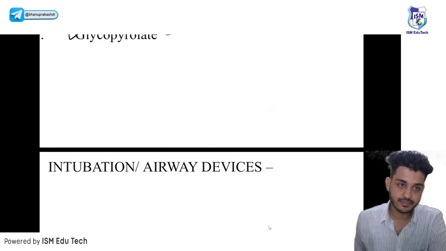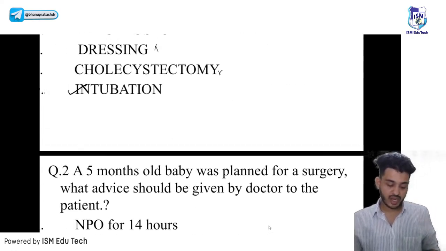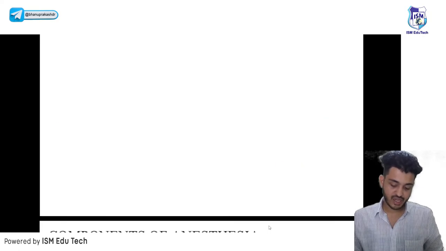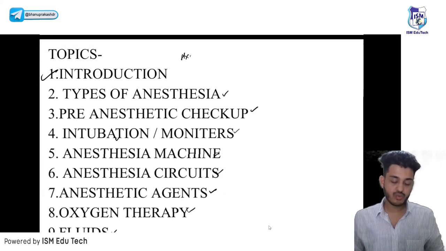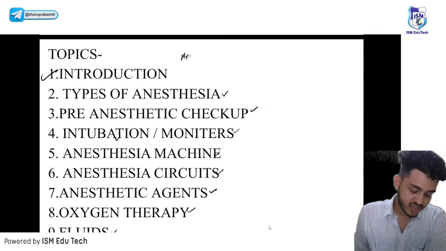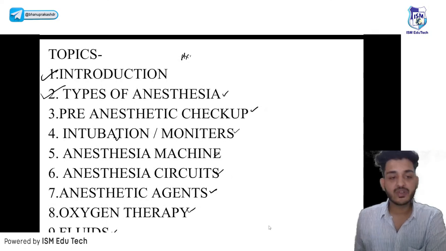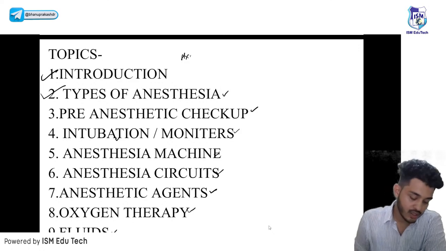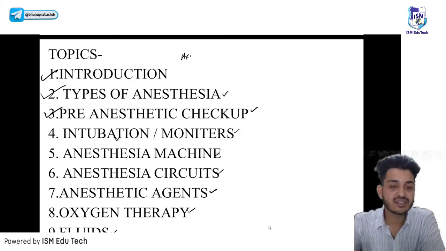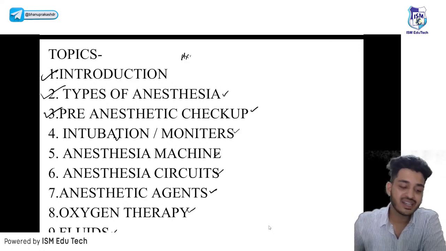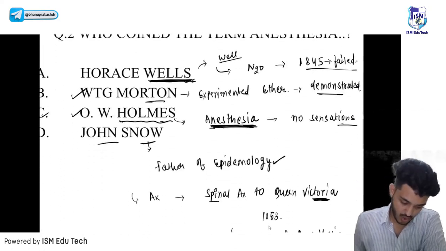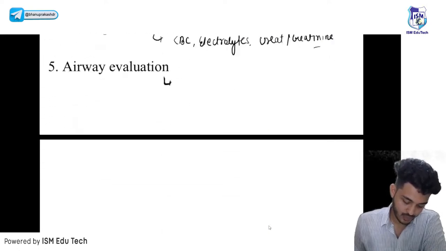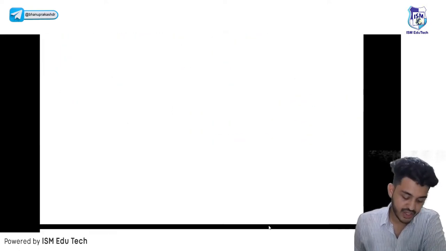Next thing, let us see how far we have come, and we are moving on to the next. First thing, we have done with the introduction part. Second thing, we are done with the types of anesthesia. Now you know the types of anesthesia: general, regional and local. Third thing, we are done with the pre-anesthetic checkup. In the pre-anesthetic checkup, we have sent the patient home. Now, next thing is your intubation.